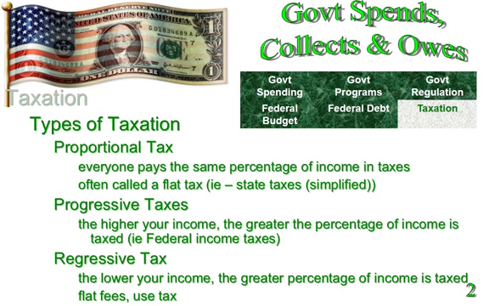And so that's how we qualify taxes here in the United States and for economists in general. This concludes discussion number 5, taxation. It also concludes the Chapter 16 discussions for government spends, collects, and owes.